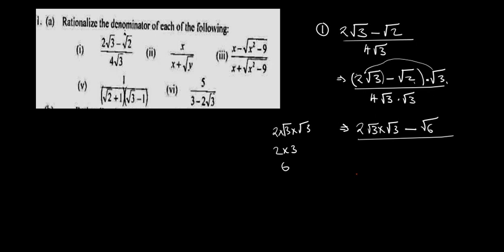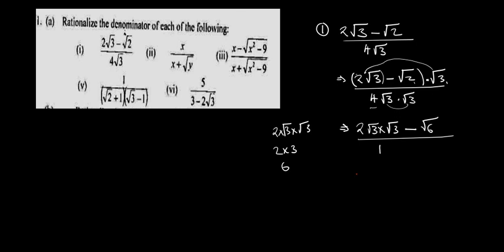From there we can multiply on top. We get 2 times root 3 times root 3, which is 2 times 3, that is 6, minus 2 times root 3 times root 2, that will give us root 6 inside, because the 3 and the 2 multiply. Then over, root 3 times root 3 is root 9, that is 3, so 3 times 4 gives us 12.